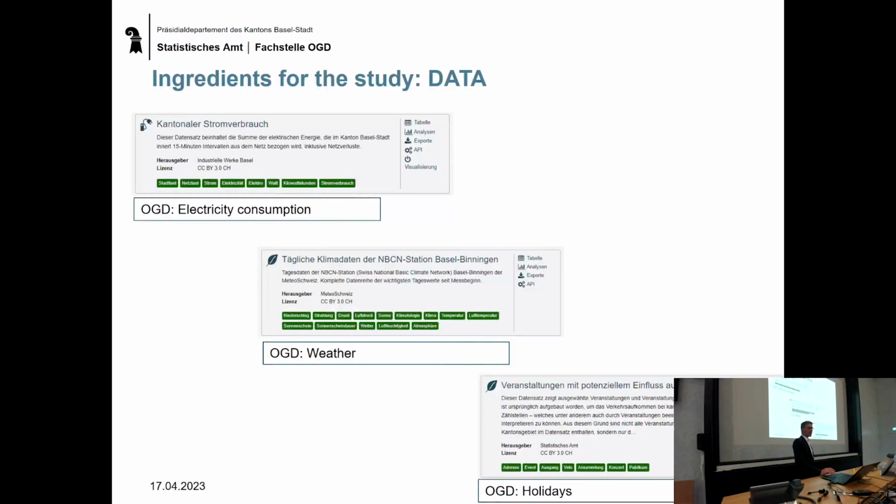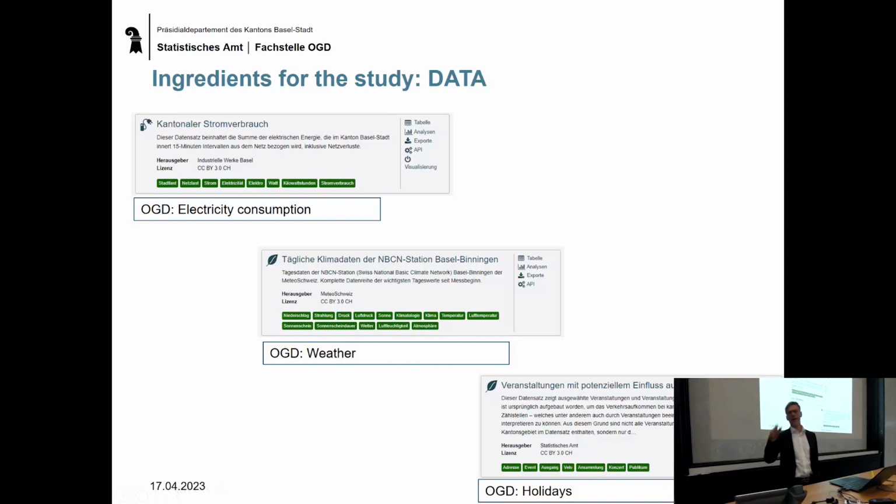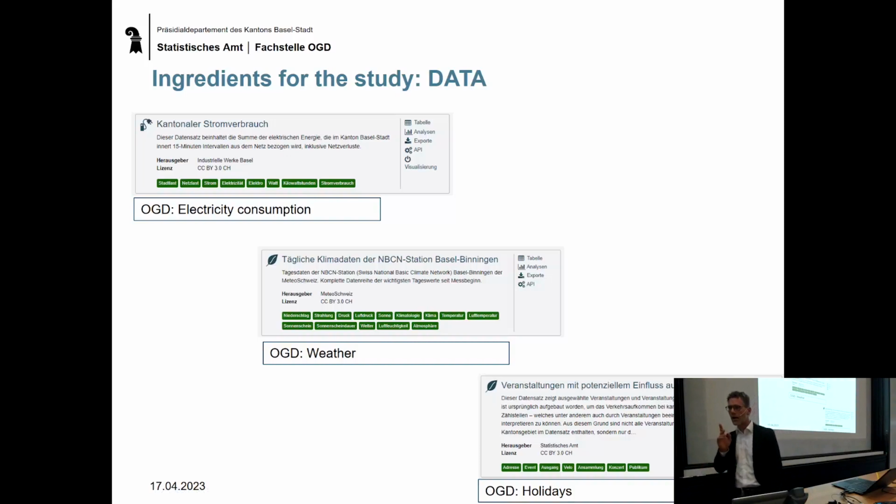The data are one of the ingredients for the study. The first aspect: we have different data sets. If you look at data.bs.ch, you see about, I don't know, 130 data sets, and these are 3 of them. First is the electricity consumption. It's a data set that is updated regularly, and we have one row, that's the total energy consumption for the whole canton per 15 minutes. So we have really good resolution data.